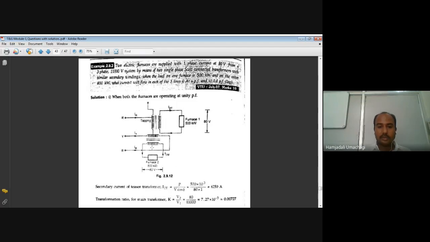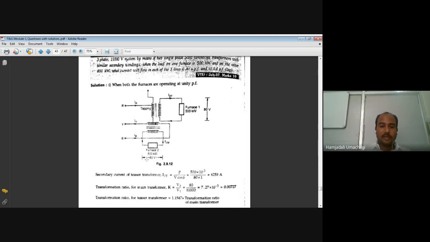First we should draw the circuit diagram of the Scott connection, indicating furnace 1 connected to the teaser transformer, furnace 2 connected to the main transformer, and phases R, Y, B with currents IR, IY, IB, which are the three line currents. After drawing the circuit diagram, the first condition is that both the furnaces are at UPF, so cos φ is equal to 1 here and also here.